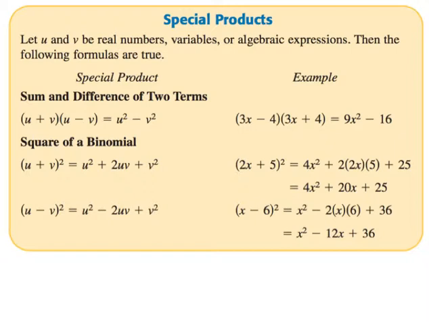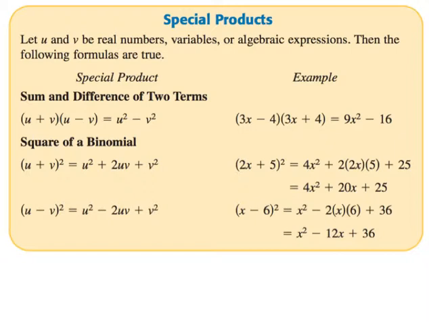Here we have three rules that are really important to help us make FOIL a little bit easier. And so we have the sum and difference of two terms. So if we have u plus v times u minus v, so we have the same thing in front, the same thing in back with different signs, then we're going to end up with u squared minus v squared.